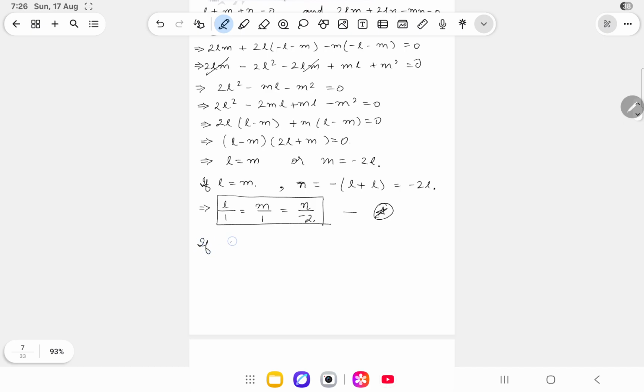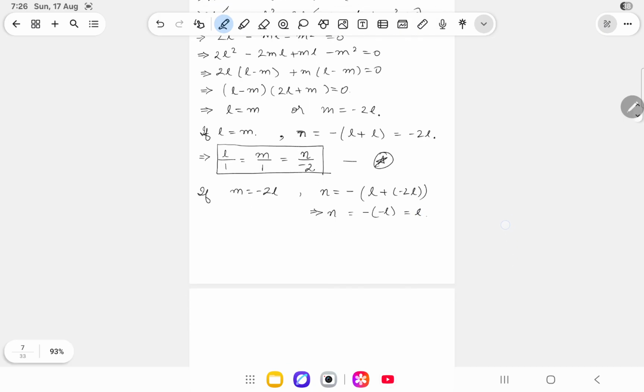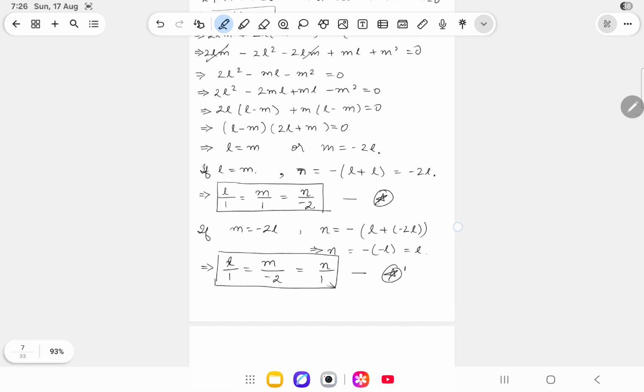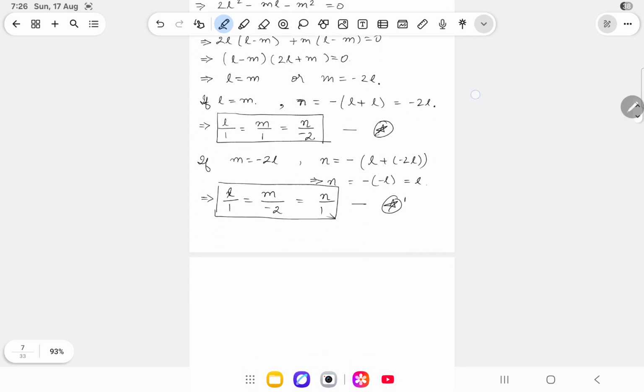Now if M equals minus 2L, then I'll get my N as minus of L plus minus 2L. From here I got N as minus of minus L, which is equal to L. So I got my direction ratios as L upon 1 equals M upon minus 2 equals N upon 1. So this is the direction ratio of the second line. Let me name it as double star. So we got direction ratios of two straight lines whose relation is given to us in the question.